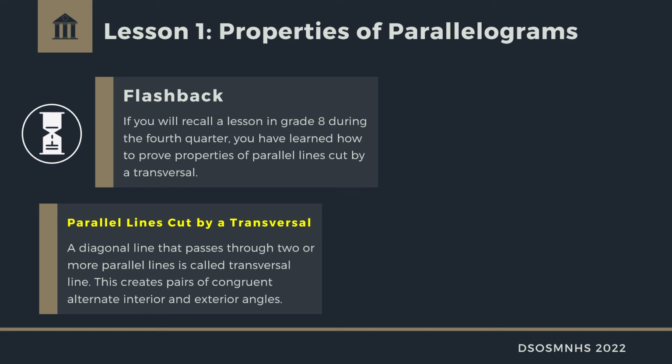So to illustrate those parallel lines and a diagonal that passes through these two parallel lines that we call transversal, is this figure that we can see on the right side of the screen there. So you have there two parallel lines and a diagonal line that passes through the two parallel lines. The diagonal line is called the line of transversal or the transversal line, and that transversal line creates pairs of congruent alternate interior and exterior angles.